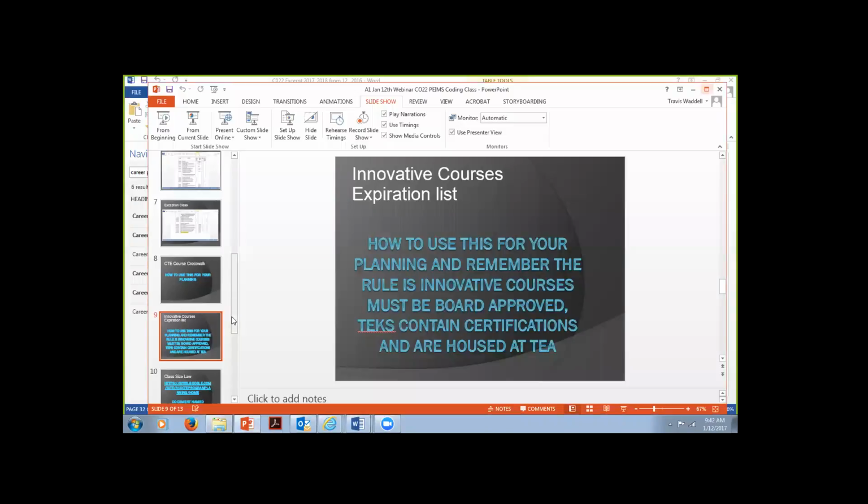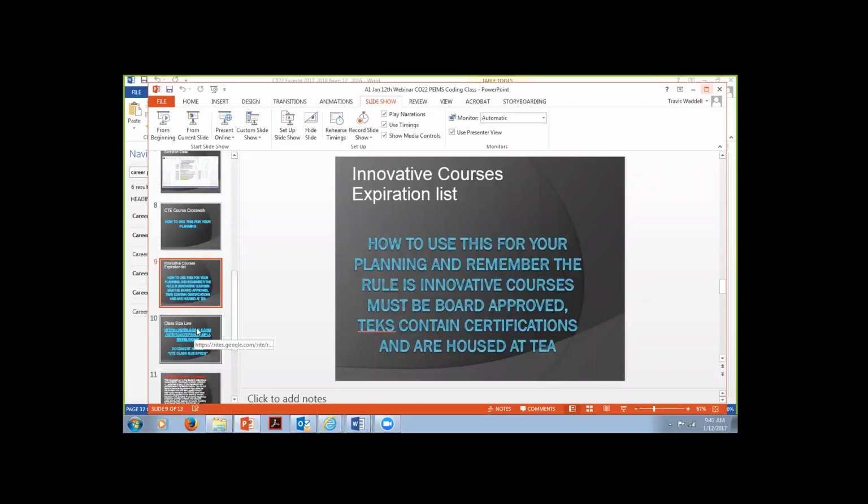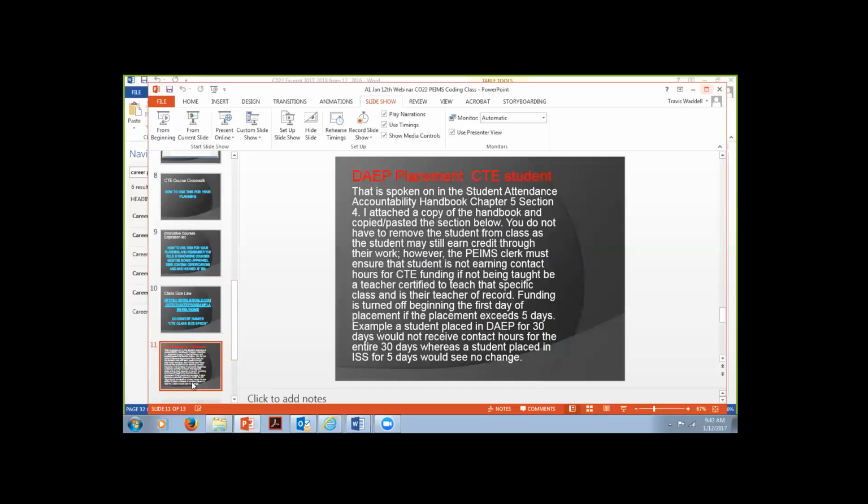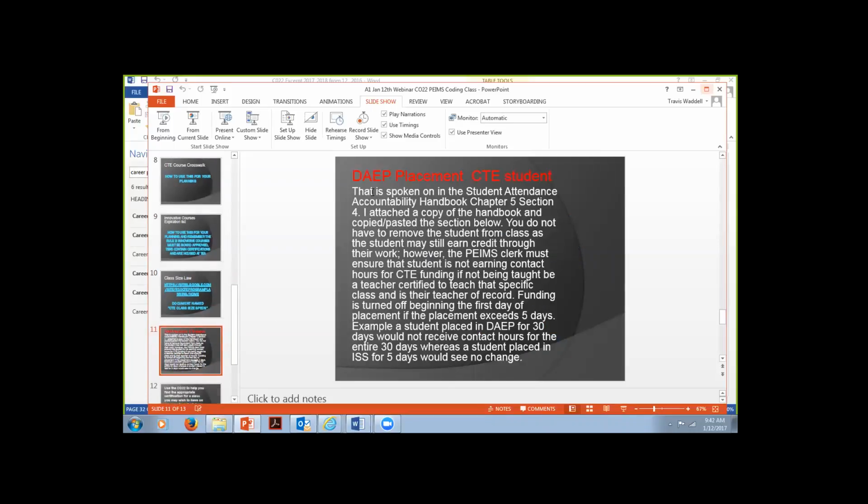So as we keep moving forward here, and I had, oh, what was that thought I had? Let's see, class size law, we've already went over. Oh, DAEP placement, here we are.